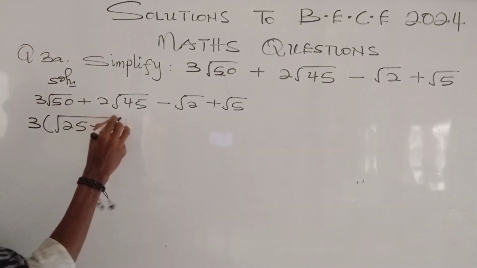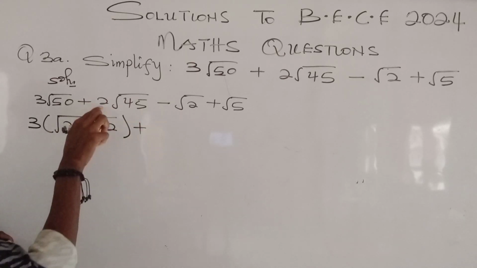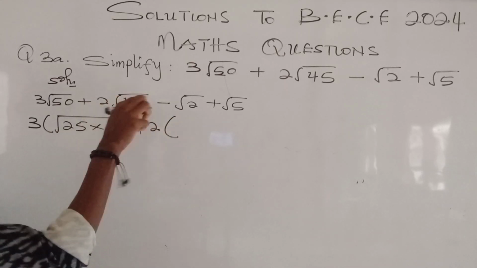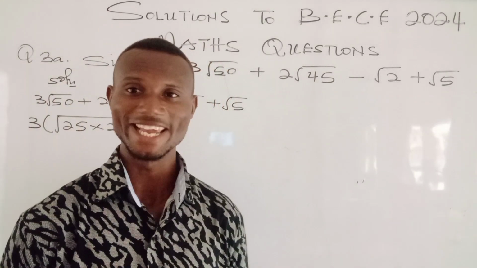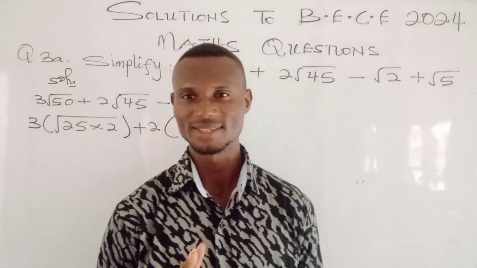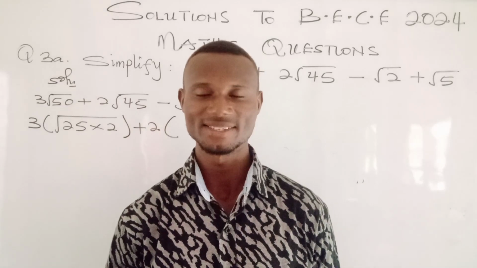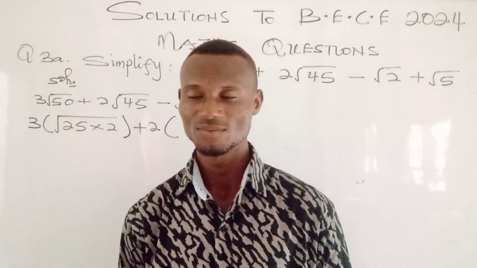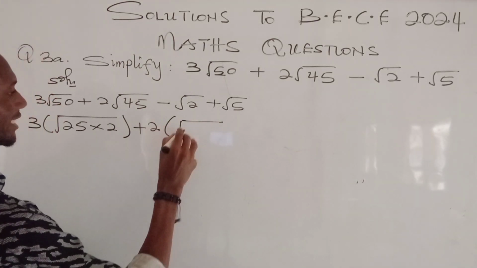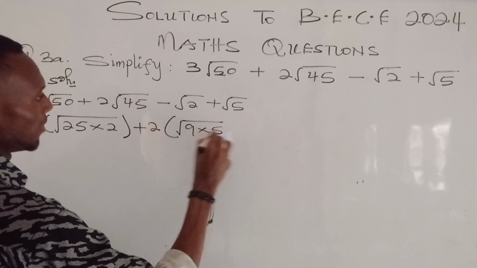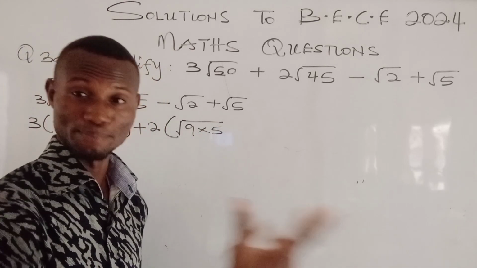I'm going to close my bracket, then I'll repeat my plus sign, then I'll bring my 2, multiplying the root 45. So we are going to simplify the root 45 also. Again, we are going to look for two numbers that when we multiply will give us 45, but one of the numbers needs to be a perfect square. The two numbers we can use will be 9 times 5, because 9 times 5 gives 45, and the 9 is a perfect square.